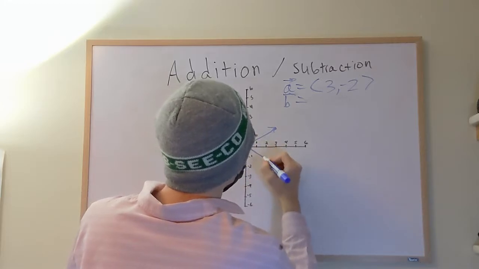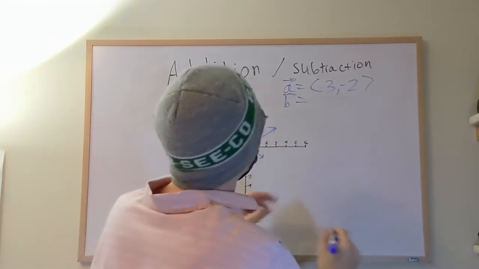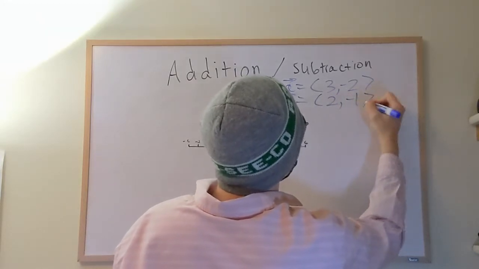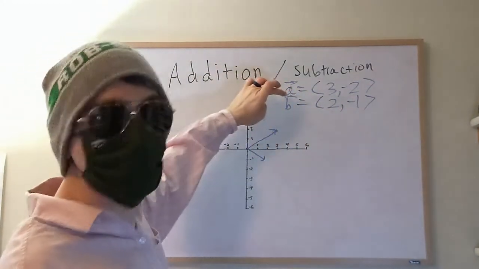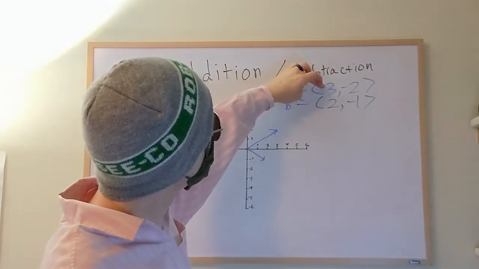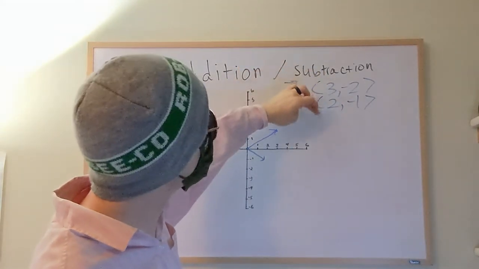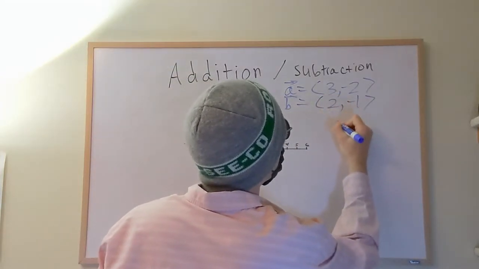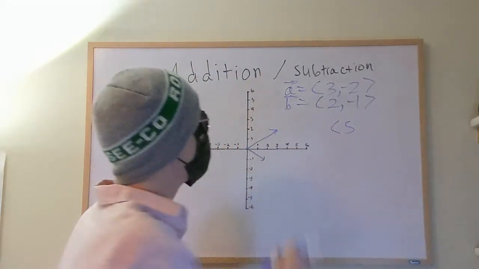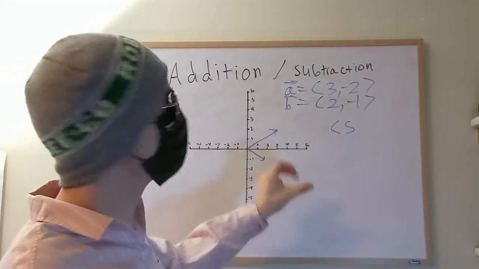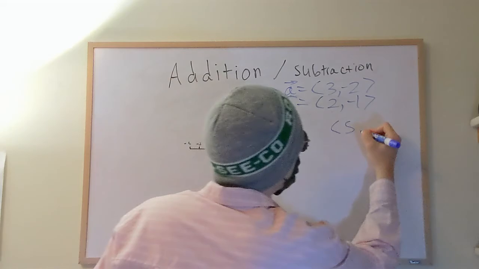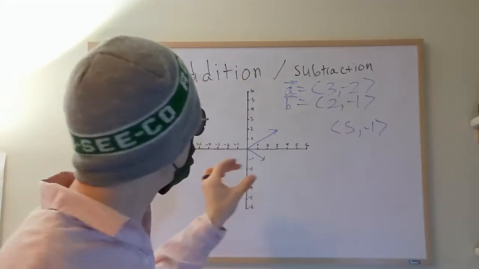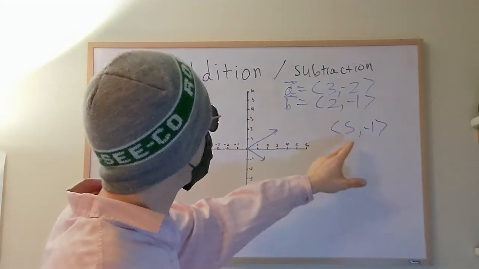And then we'll have vector B, which will go to 2, negative 1. Simply take A plus B. So it becomes 3 plus 2, and we get 5. And then negative 2 plus negative 1, which gives us negative 1. So if we were using the visual representation of that, that means it should end at 5, negative 1.